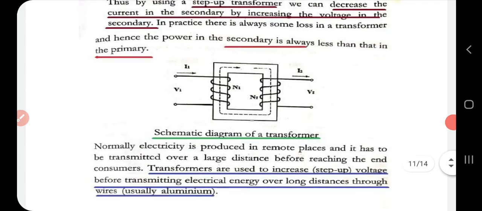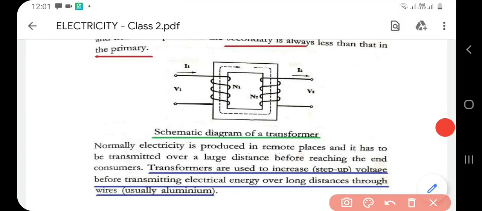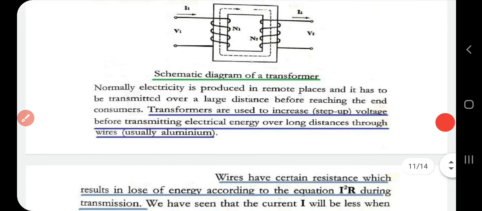So this is a schematic diagram. See, this is the primary. Okay, this is the secondary. This is iron core over which the coils are wound. This is a schematic diagram of a transformer.